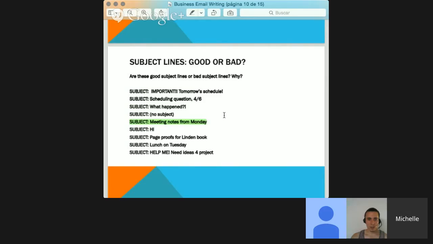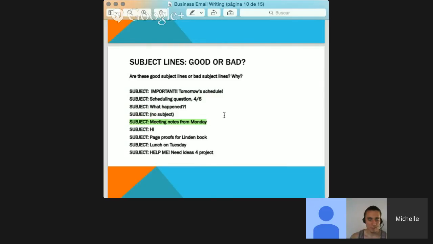Yeah, I think it's a good one. Why? It sounds like somebody missed that meeting or somebody wanted notes on that meeting, and so they're specifying when it happened. Exactly, they're good. Right, it's concise. You know exactly what the email is going to be about. You know when the meeting notes are from. Good. Good job. Okay. Simon, could you read the next one?